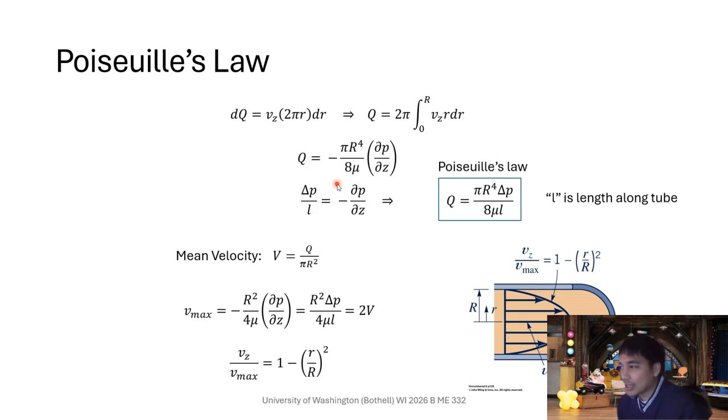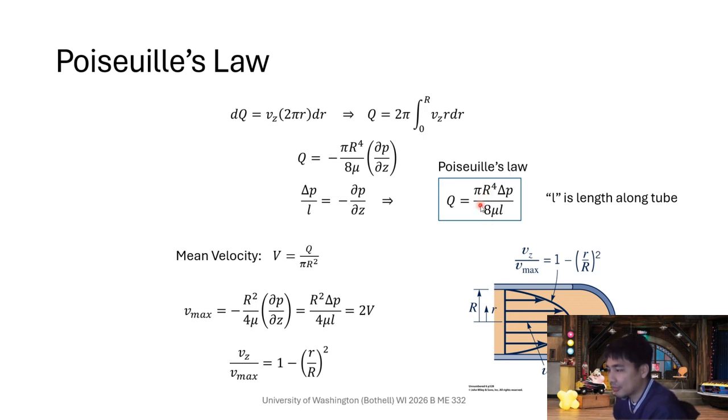And then once you have your Q, you have to use this linking equation that I previously defined, which is essentially your pressure difference along the length of your tube, which is just the partial derivative of the pressure with respect to Z. And then from the integral of Q, what you got, you plug this value back into here, and then now you have your lovely Poiseuille's equation. And this is your volume flow rate.